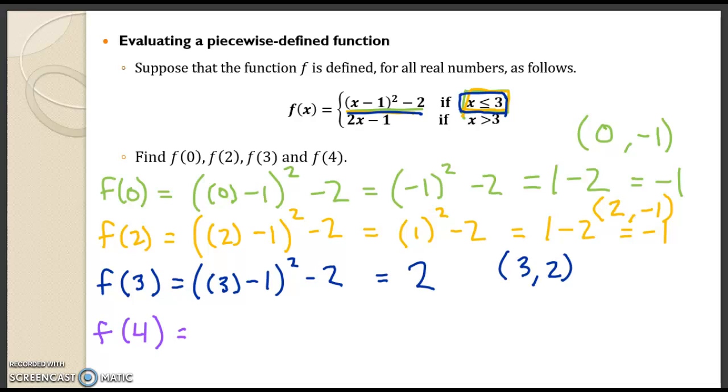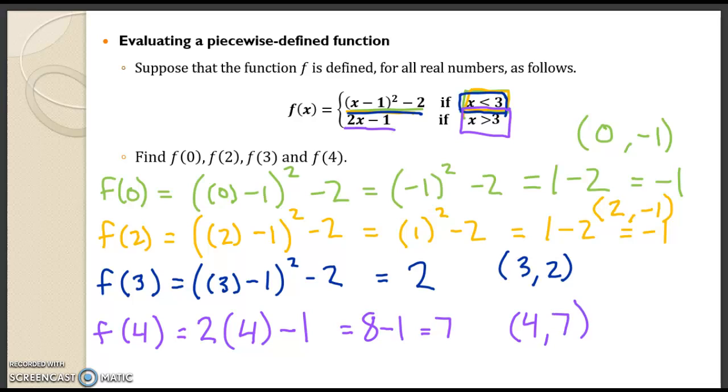I'm working with an x value of 4. 4 is not less than or equal to 3, so I can't use this first part. 4 is greater than 3, so it fits into this piece of the function, so I need to use that part of the function. So 2 times x, which is 4, that's our input, minus 1. So that's 8 minus 1, which is 7. So we also have the point (4, 7) somewhere on this graph. That's evaluating a piecewise defined function.